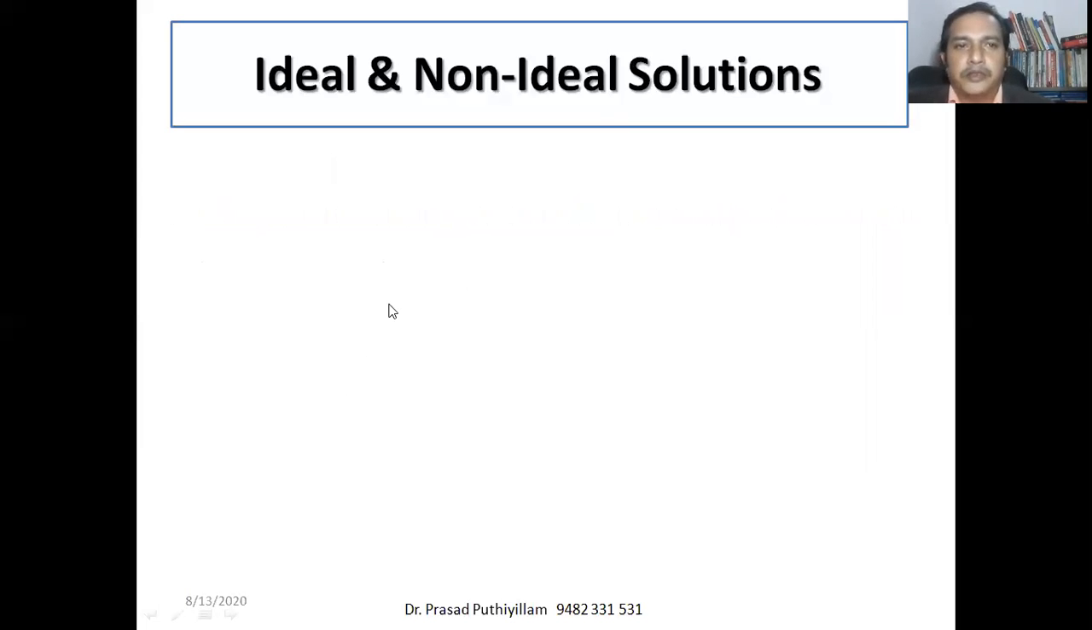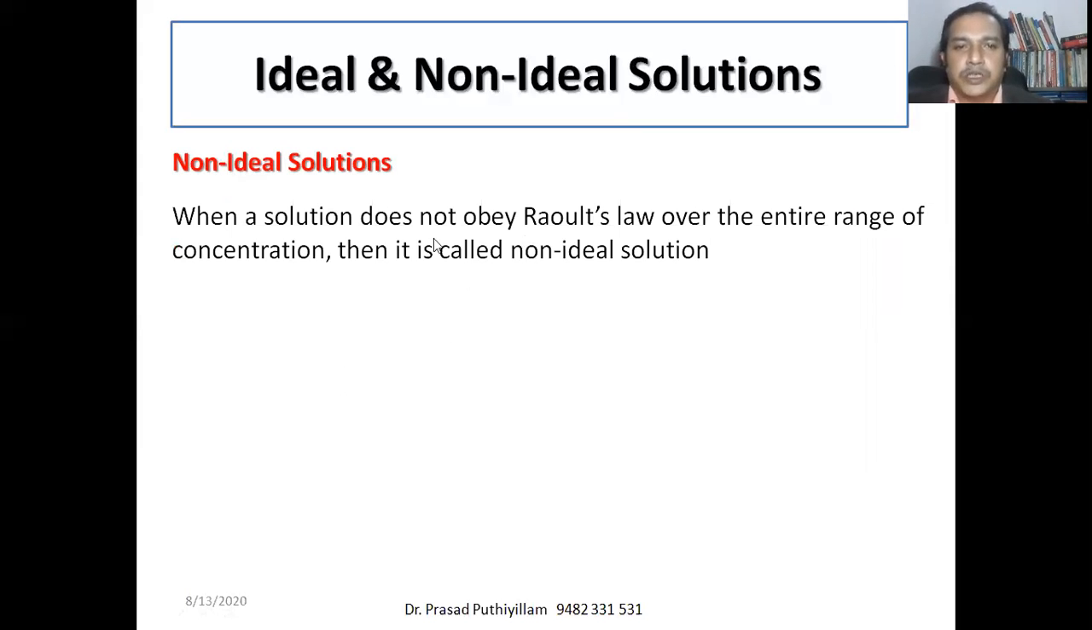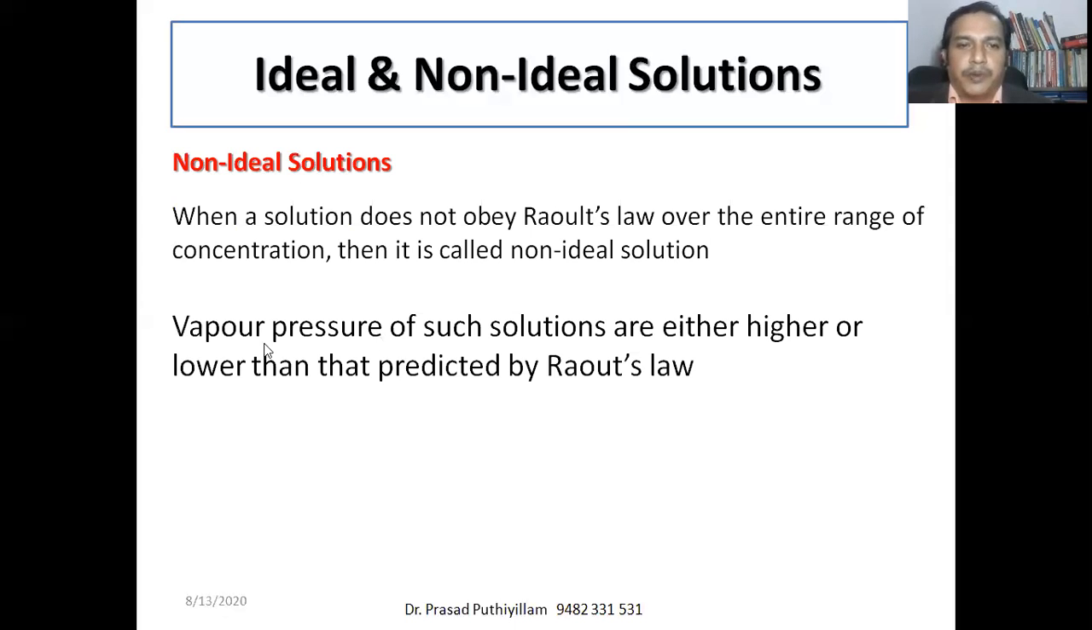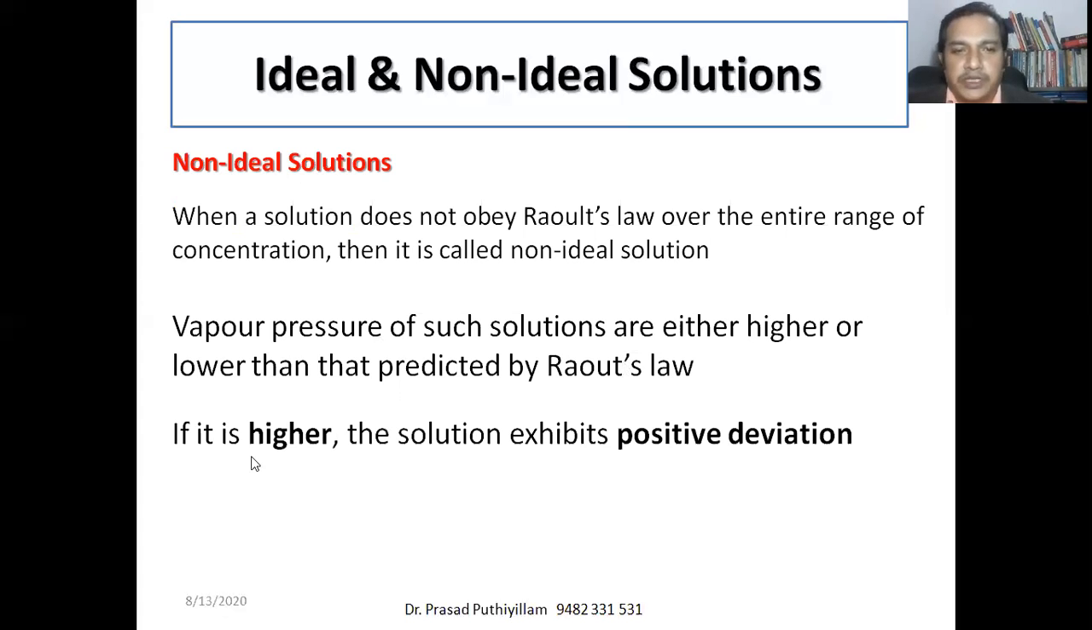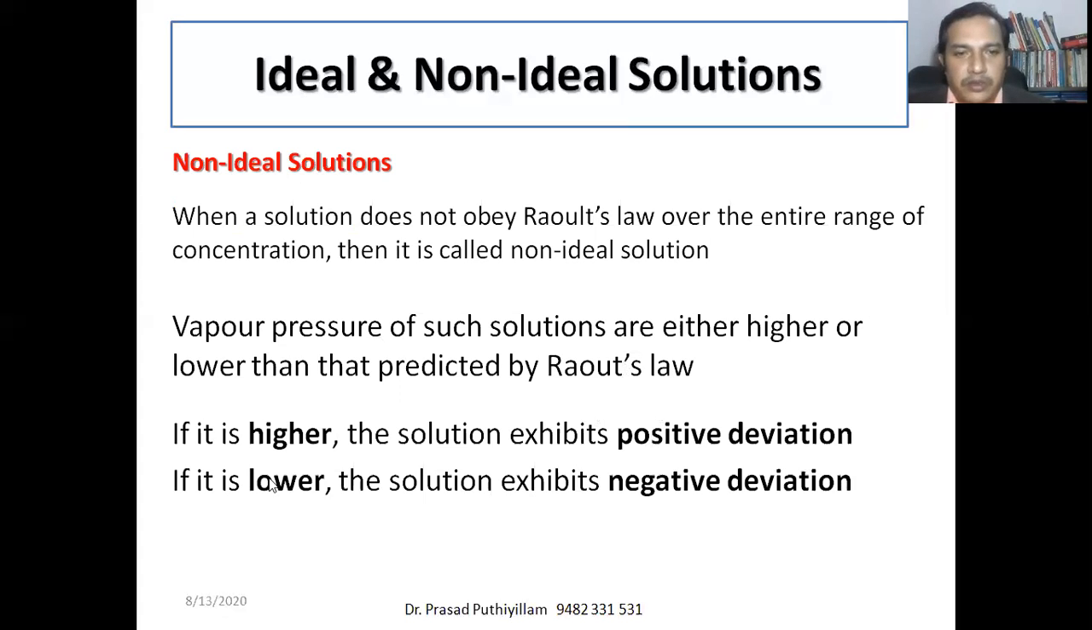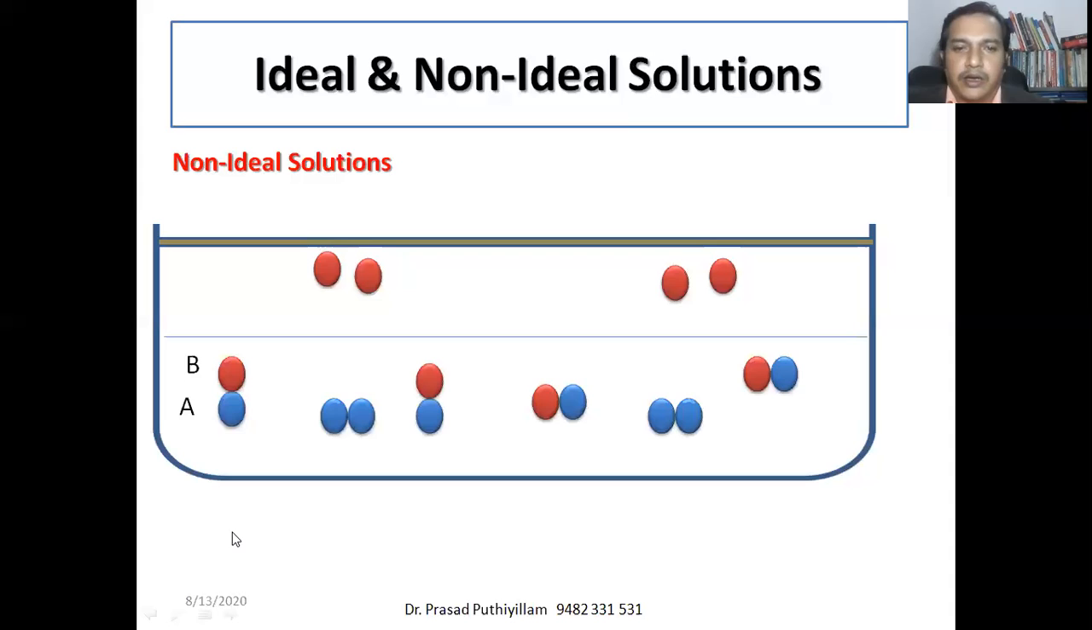Non-ideal solution: other than ideal solutions, the remaining solutions have to be treated as non-ideal solutions. Or we can say the solution which does not obey Raoult's law over the entire range of concentration is called a non-ideal solution. So the vapor pressure of such solutions will not obey Raoult's law, therefore it will be either higher or lower than predicted by Raoult's law. If it is higher, then higher pressure will be present, and we can say that a positive deviation will be there. If it is lower, that will be a negative deviation. Therefore, we'll see both cases and how they happen.